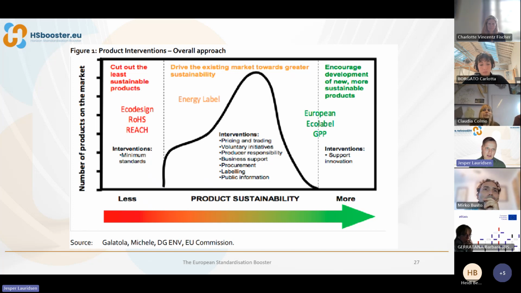ecodesign rules and REACH, and different standards that say what the product has to live up to. And then you use the market to pull the best products out on the market, for example via the labeling of refrigerators with the energy label. In the future we are trying to get new labels, for example on durability and things like that. And then in the top area, we have the ecolabel standards. But there can also be voluntary initiatives going on in the middle.